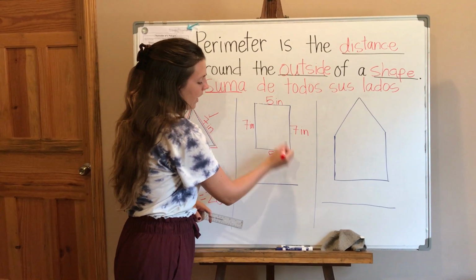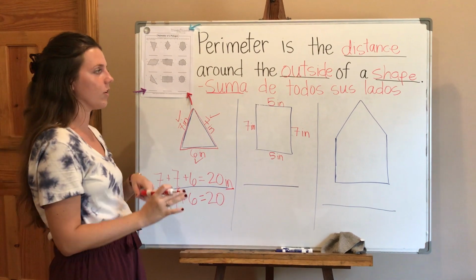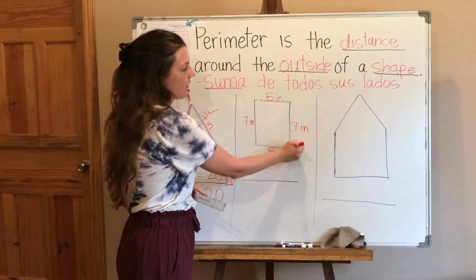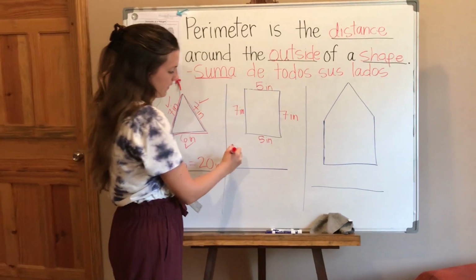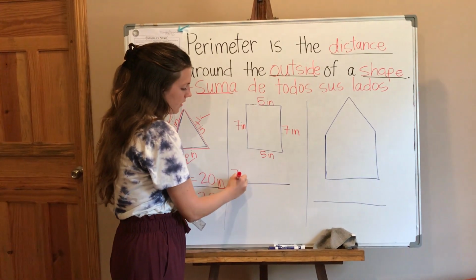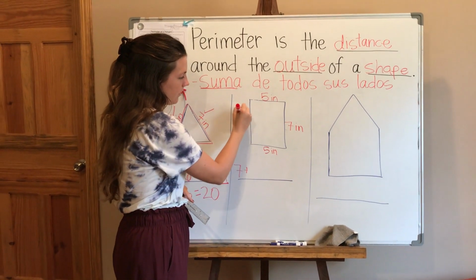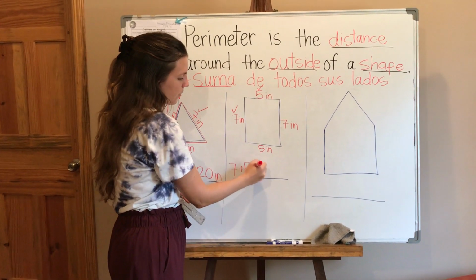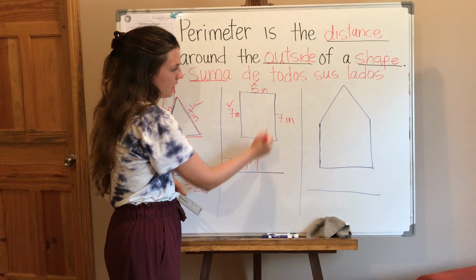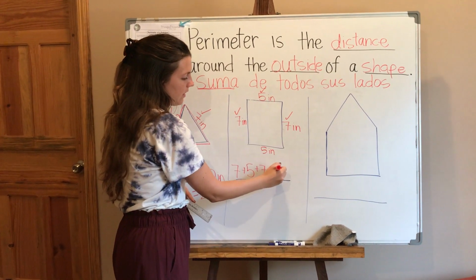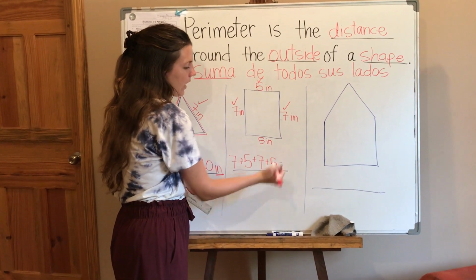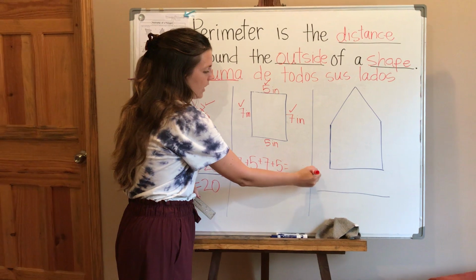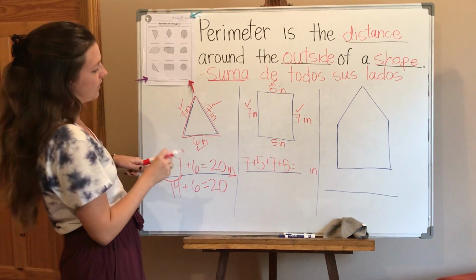5 inches. Okay, what is my math sentence going to be to find the distance around the outside of this rectangle? We have 7 plus 5 plus, so we have 4 add-ins, 7 plus 5, very good. And here's my units, inches. So we need to add all of these together.